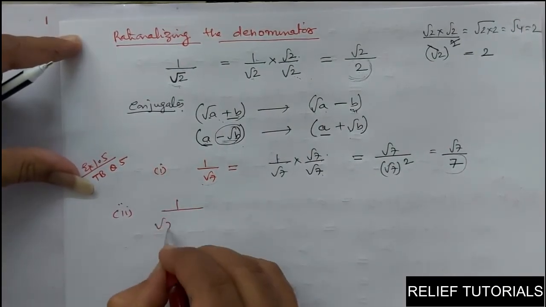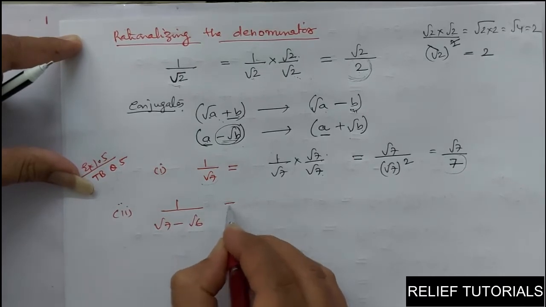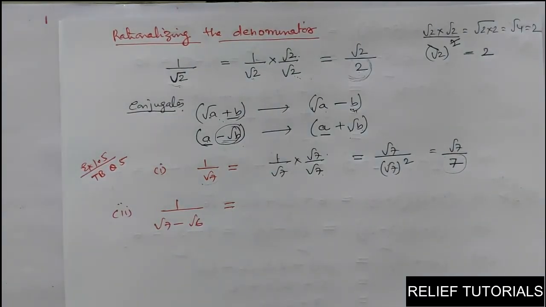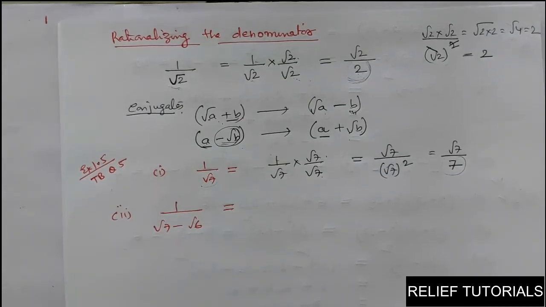Now second, 1 upon root 7 minus root 6. The value should not change and there should not be any irrational number in the denominator. Now you will see the conjugate.